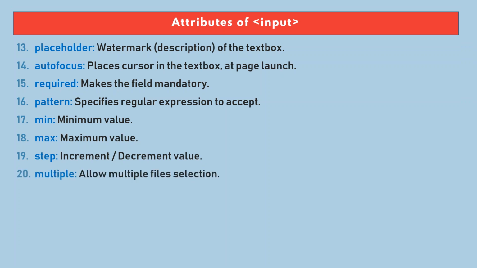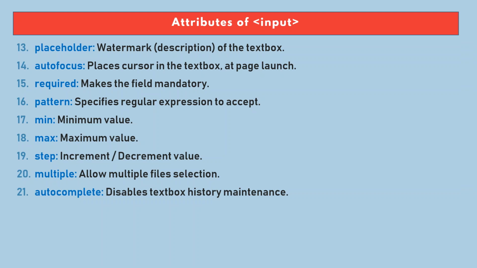Multiple means allow the user to select multiple items. Autocomplete means disable the text box history maintenance, means whichever values we have entered will be stored in the browser memory, that will be disabled. So the values will not be stored in the browser memory and will not be displayed next time. So just an overview we have given, examples will make you clear.